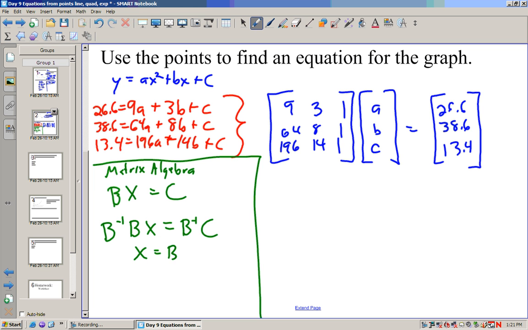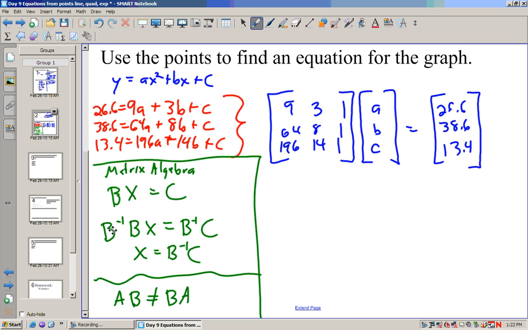So we'd be left with X equals B inverse C. Now, you have to be careful because B inverse C and C B inverse is something different. In matrix algebra, AB is not equal to BA.